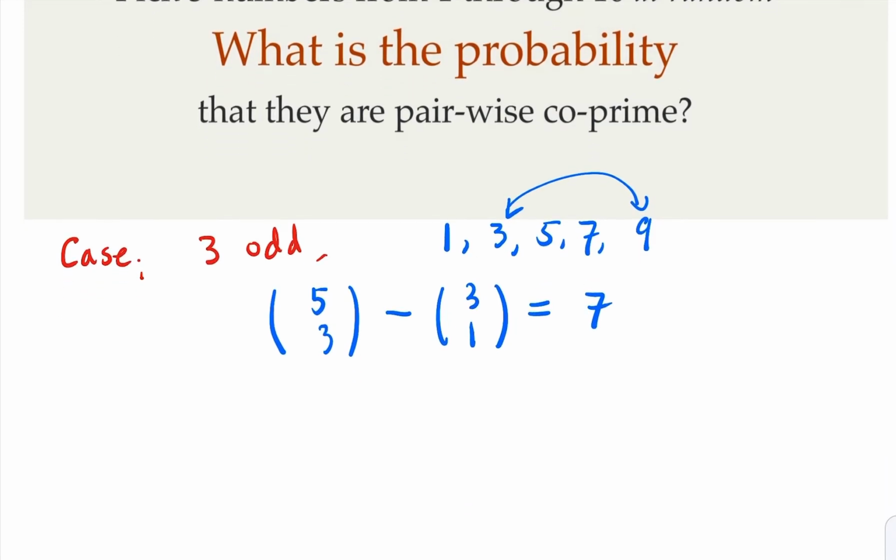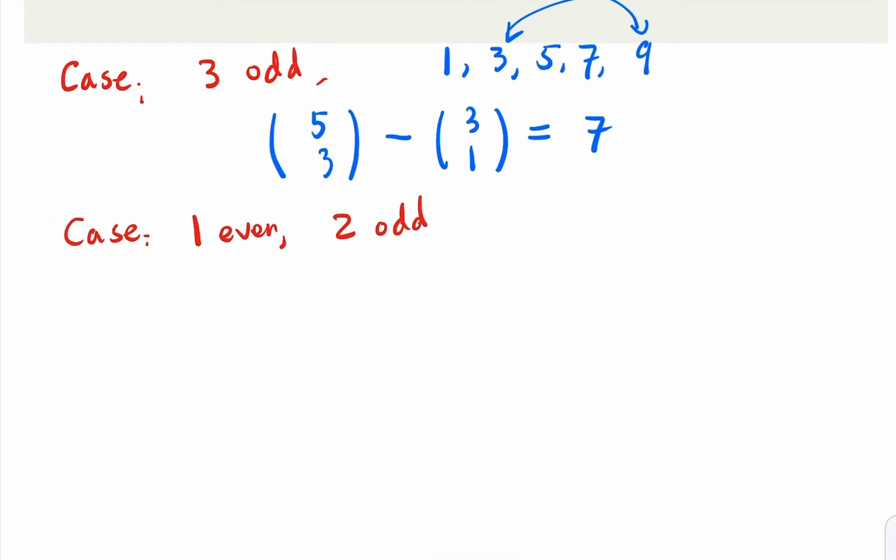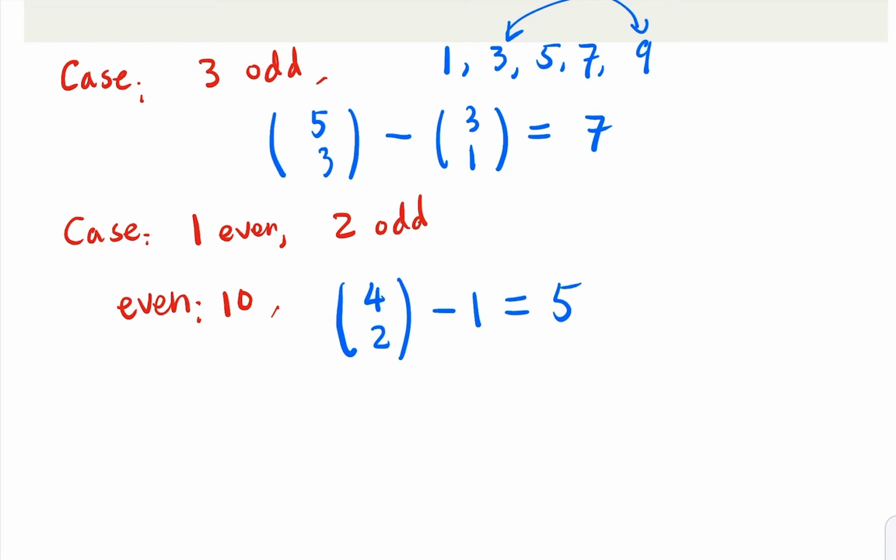The second case is where we have 1 even number and 2 odd numbers. In that case, we break down further by what the even number is. If the even number is 10, then you cannot pick 5, so 5 is excluded. You pick 2 numbers from the remaining 4, so that's 4 choose 2. But you want to exclude the case where 3 and 9 are both chosen. There's only 1 such case, so minus 1. That's 5 different choices for the case where the even number is 10.